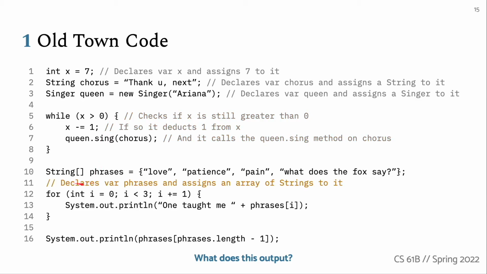Next, we are declaring a variable called phrases of type string array and assigning an array of strings to it. Now, there are a few ways that you can create an array. We will be going over that next week. This is just one of them. So if you've seen it done a different way, don't freak out. There are just a couple different ways to create arrays in Java.